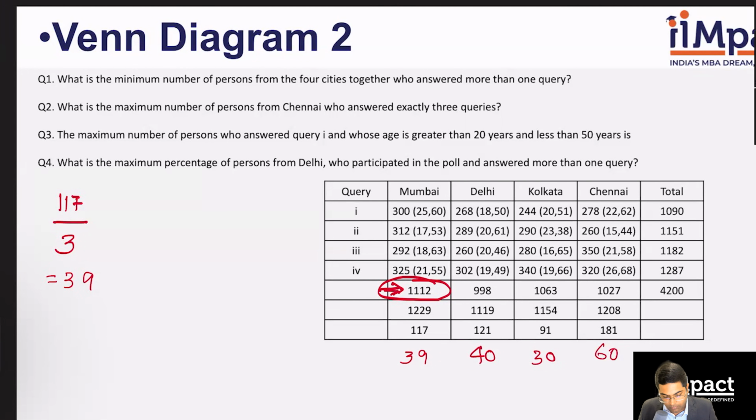Right. But also remember, we have not been asked what is the number of people who have answered 4 queries. We have been asked people who have answered more than one. So there was one person who was not included here, one person who was not included here, and one person who was not included here. And that's it. When I add these numbers, I will get my answer. Does that make sense?